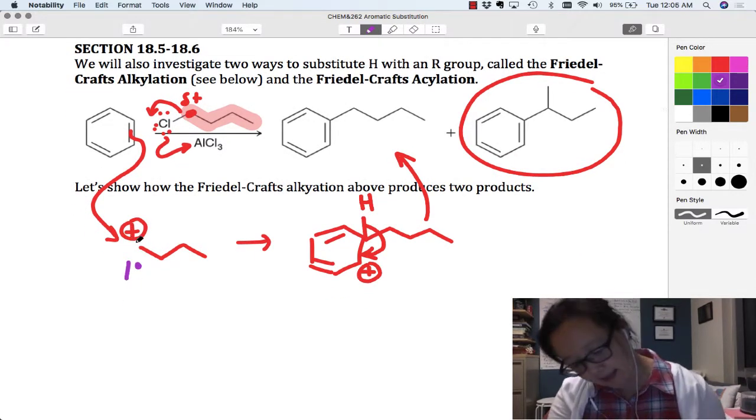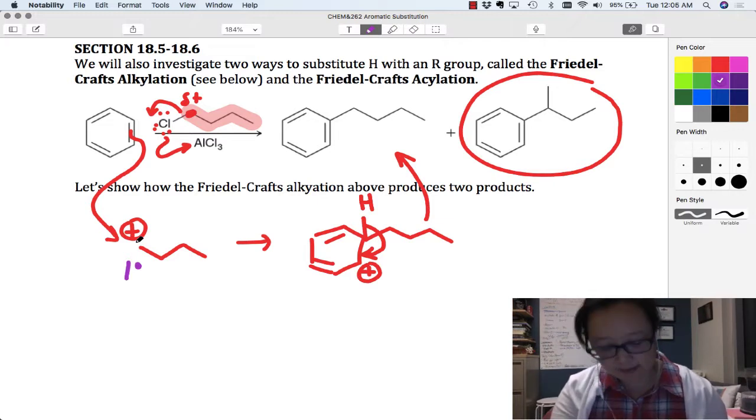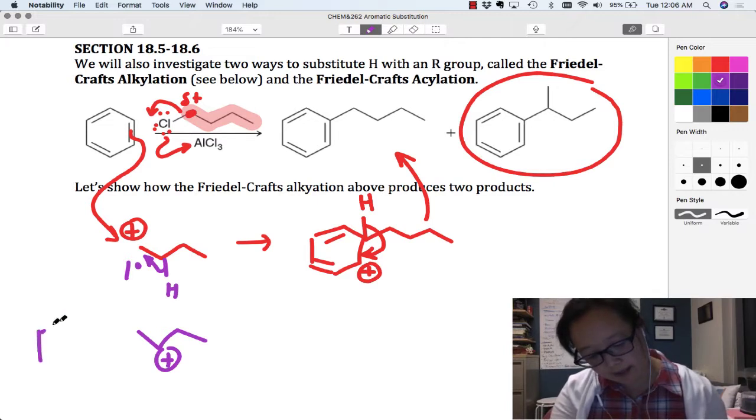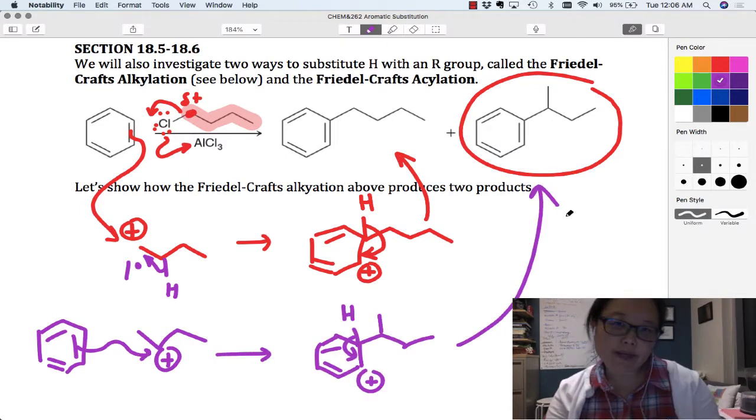So what's going on here is more likely there's some carbocation rearrangements going on, and this positive will actually rearrange to a secondary carbocation, and then that's what gets attacked, and that's how we end up with the other product. So maybe I'll just show that reaction here. That attacks there. Then we end up with this kind of a product as well. So we end up with a mixture, and it's more likely to get this as your major product, not the straight chain, because of the carbocation instability here. We want a more stable carbocation.